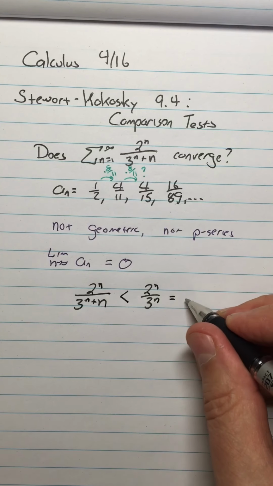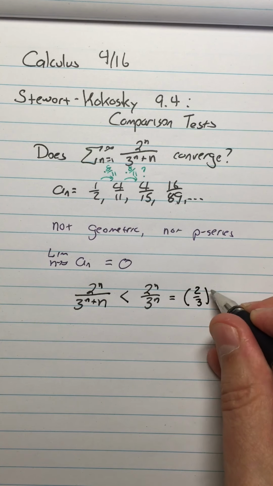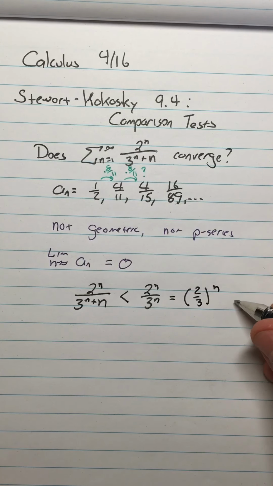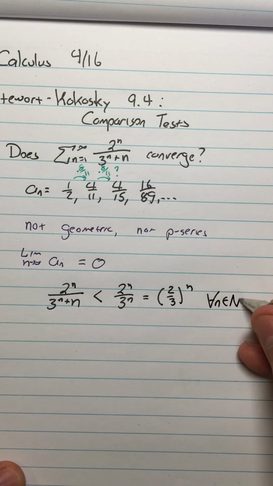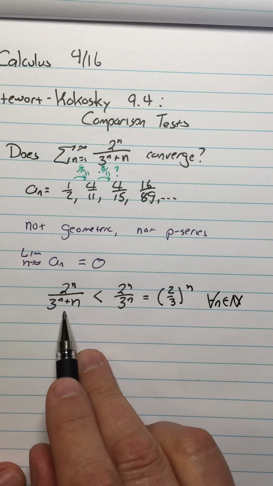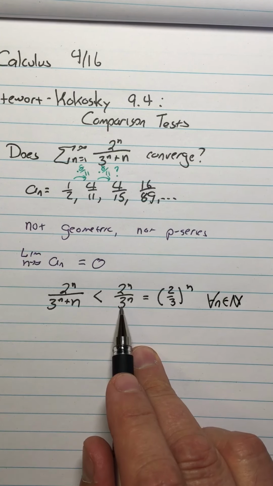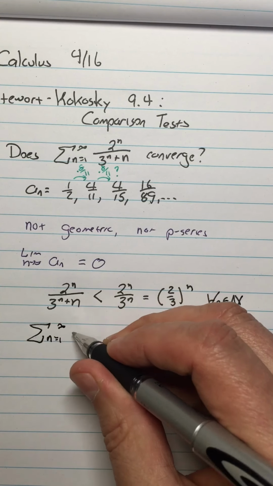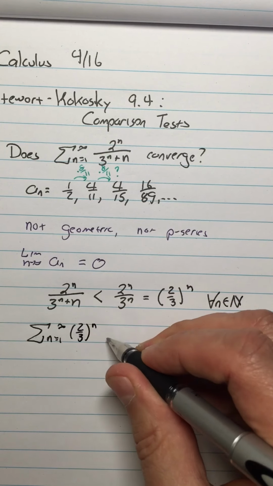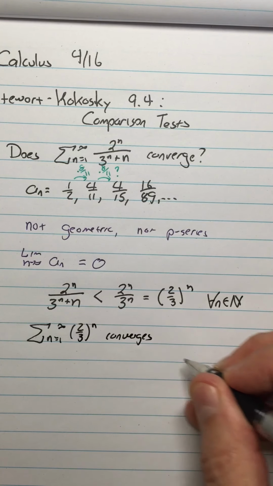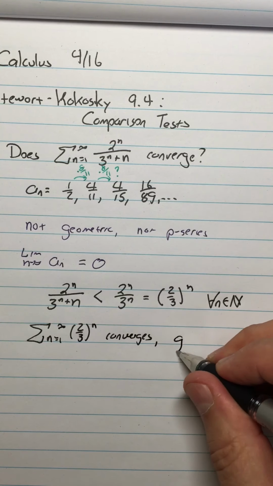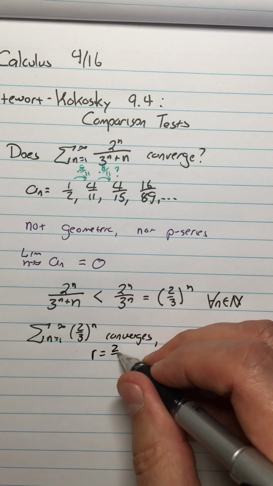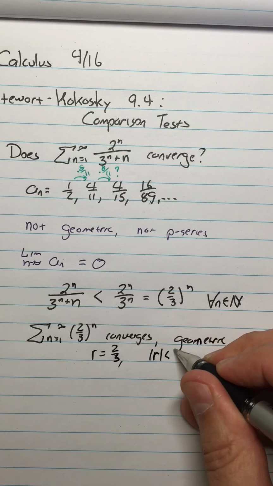And then this expression over here is the same as 2/3 to the nth power. And this is going to be true for all n that are natural numbers. For any natural number n, this term is less than this term. And I know that the sum from n equals 1 to infinity of 2/3 to the n converges, because it's geometric with r equals 2/3. So the absolute value of r is less than 1.